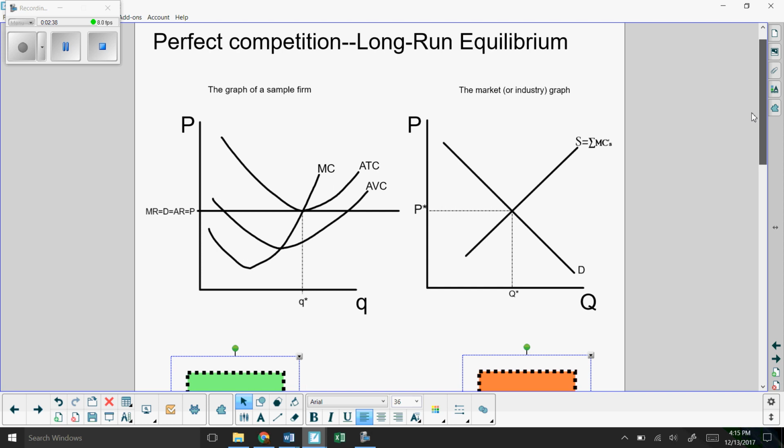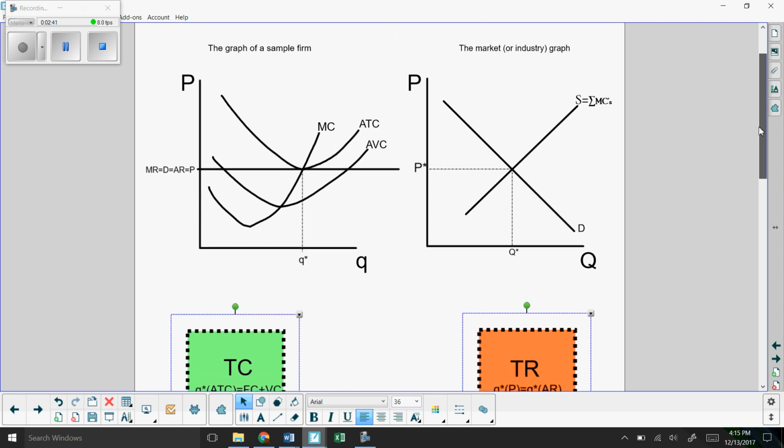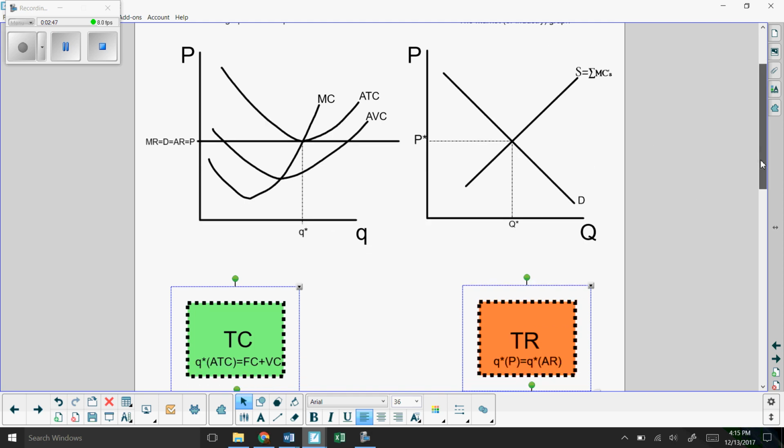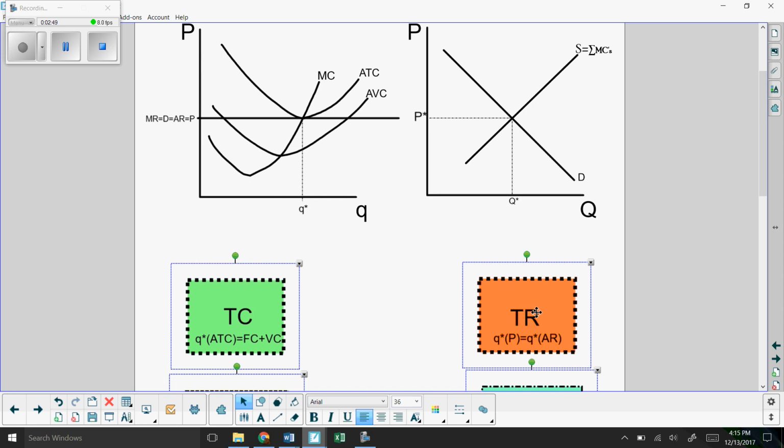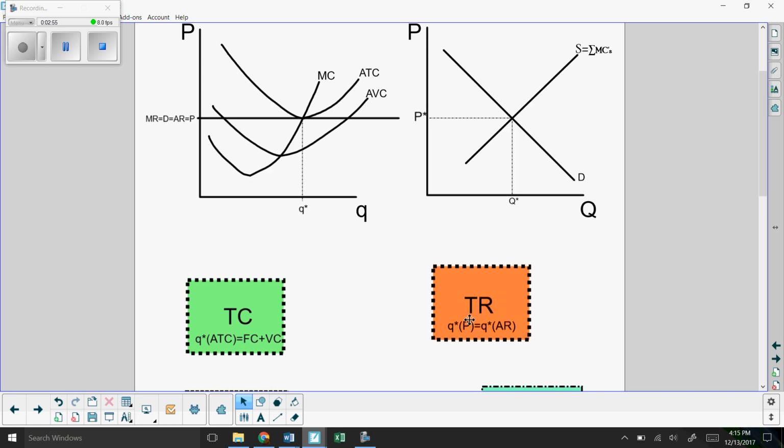And we'll prove that it's long-run equilibrium by determining that there is no profit or loss associated with this. The first thing I want to do is identify where the firm's total revenue box is. I've got this box for total revenue. It's right here, and I've labeled it TR. It's shaded orange. And total revenue, just to remind us, is quantity times price. It's also quantity times average revenue, because average revenue and price are the same thing.